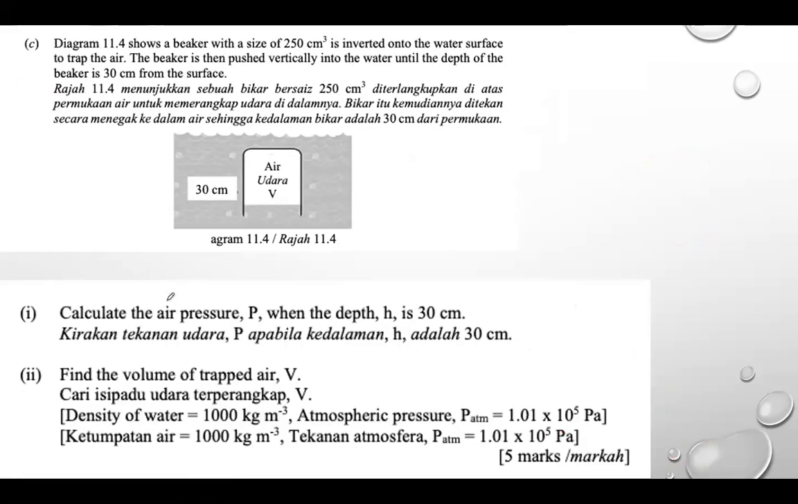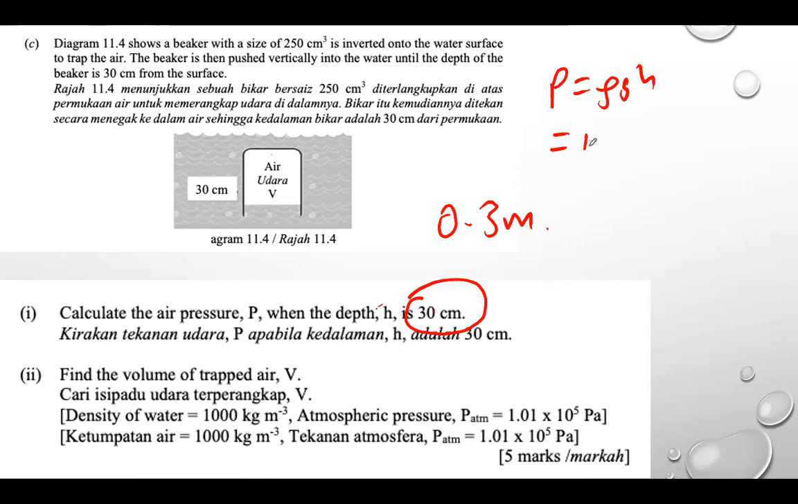Okay, most of you answer this question, but unfortunately you got this answer wrong because you forget that the depth needs to be changed to 0.3 meters. So ramai orang dapat ni salah, walaupun dia punya formula betul. P equals rho g h. So you get 1000 times 10 times, di sini kamu tulis 30, salah. It has to be 0.3.